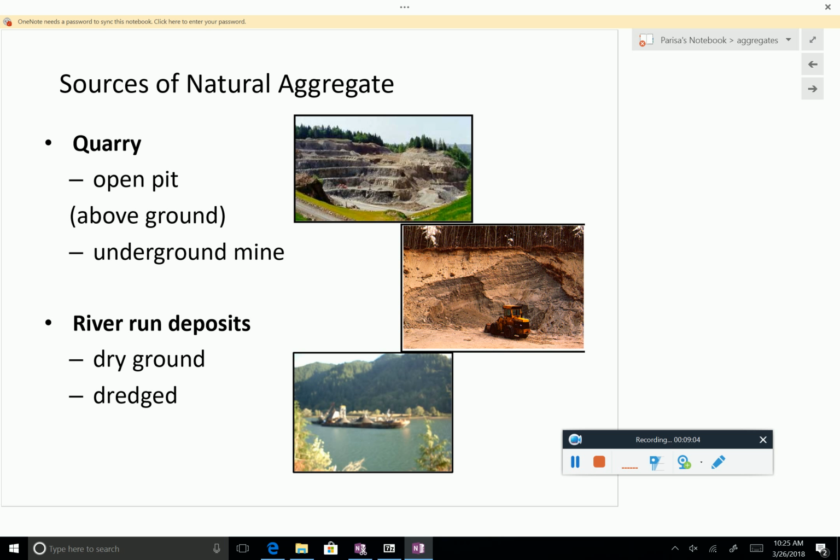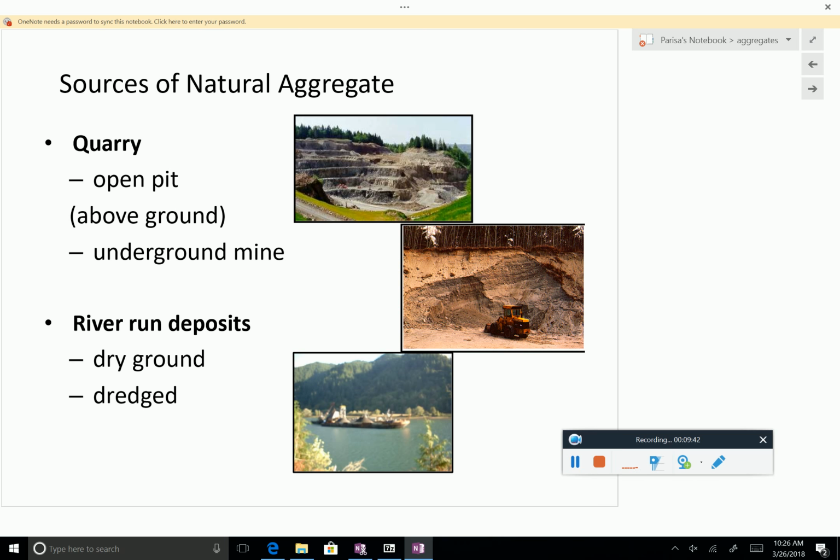You may have seen quarries. Has everyone seen at least one quarry? There is one in Le Mans, right? If you have ever driven there, everyone knows where Le Mans is. There is a quarry there. So the quarries may be open pit like that, on the ground, or maybe underground like here. There is also the possibility to get aggregates from the deposits around the rivers. You can even get it from the riverbeds, as you can see here.